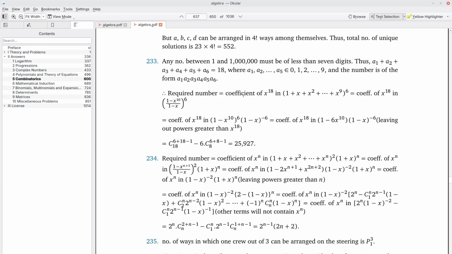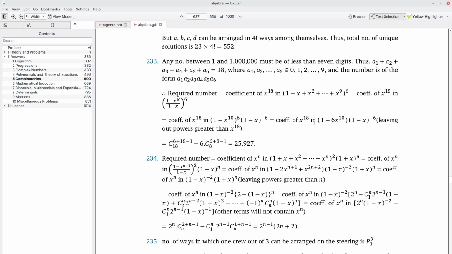So the required number is the coefficient of x to the power 18 in (1 plus x plus x squared through x to the power 9) to the power 6. Because there are 6 digits, the power is 6, and they can assume the values from 0 to 9, so powers of x are from 0 to 9. That is equal to the coefficient of x to the power 18 in (1 minus x to the power 10) divided by (1 minus x) to the power 6.